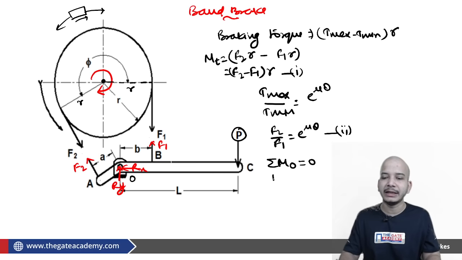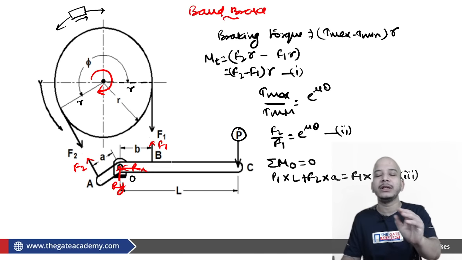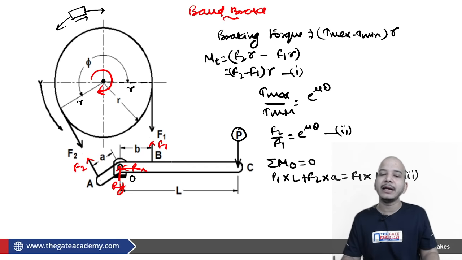And from here you can say that P1 into L plus F2 into A must be equal to F1 into B. How are we writing this equation? We are writing it just by the fact that this lever was in equilibrium and this was hinged about point O. Definitely the net moment about point O must be 0. From here you are getting this relation.